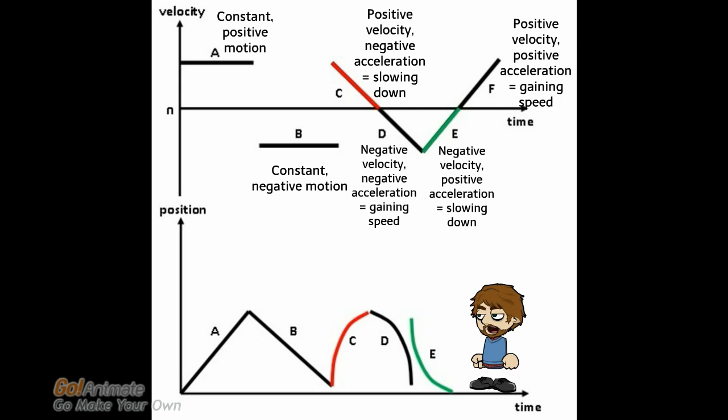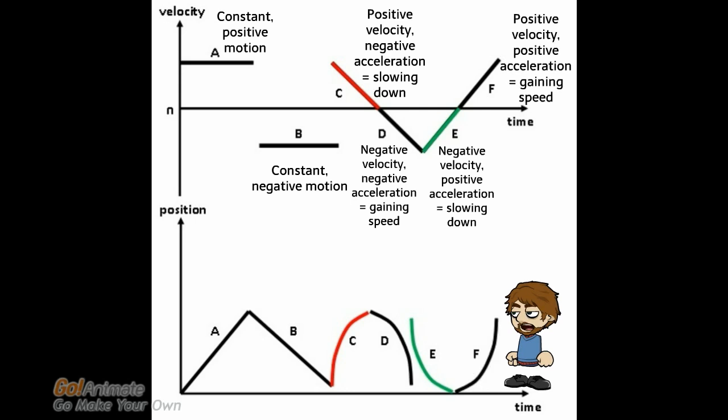Now, let's add the last section. Section F shows an object moving forward, and gaining speed. This is exactly what the velocity graph described. The slope is increasing, and this is how we know it's gaining speed.